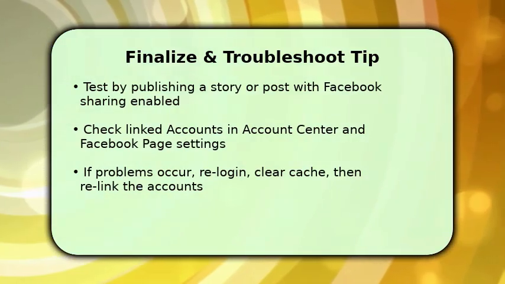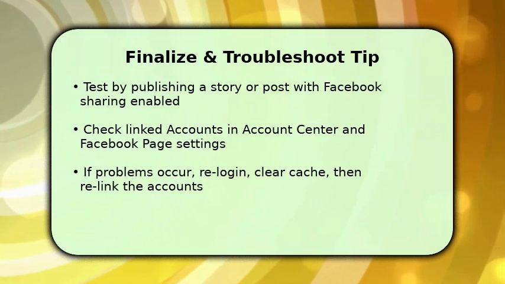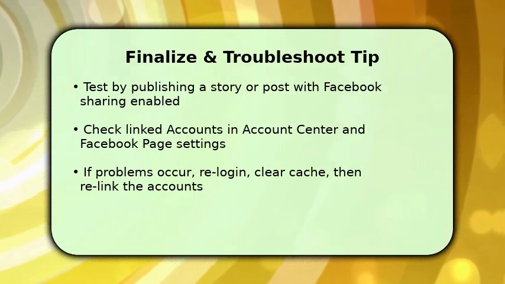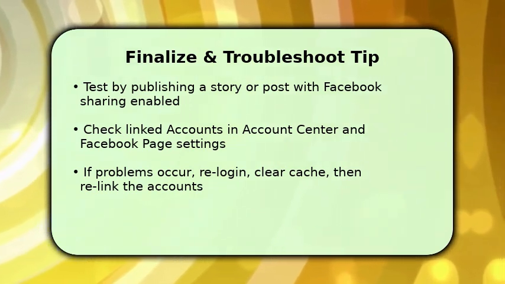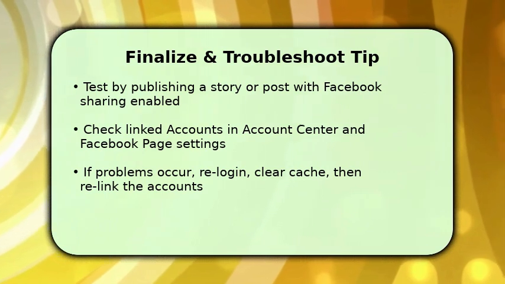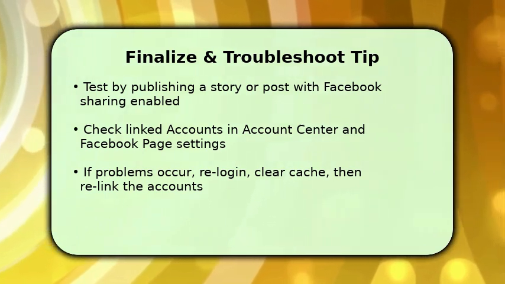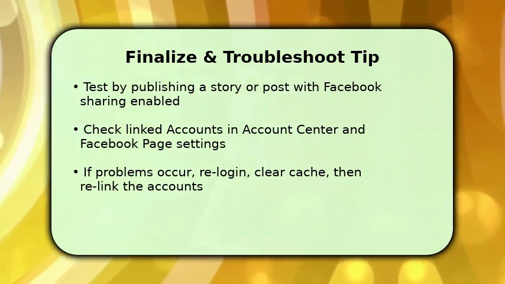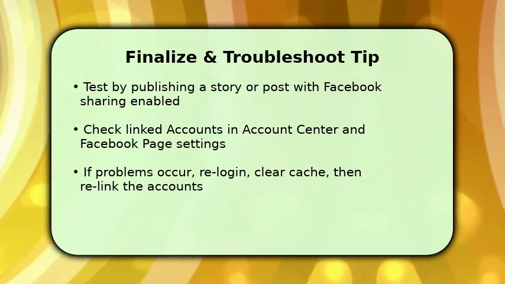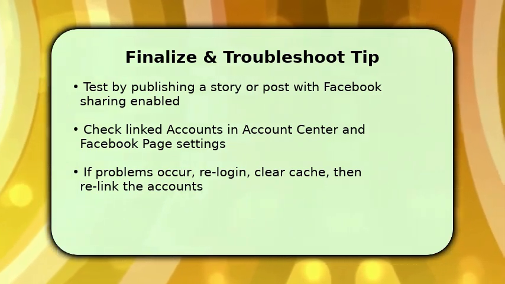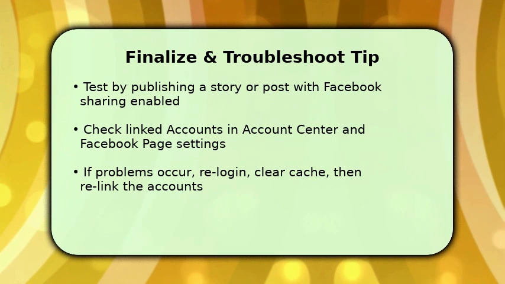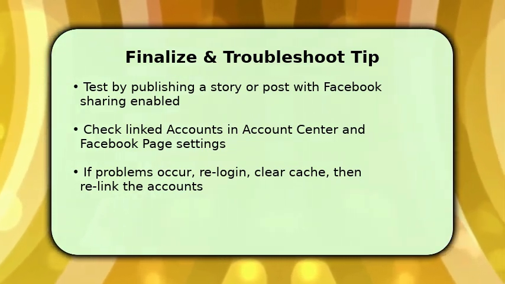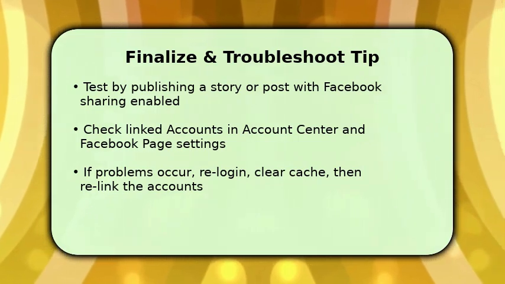Finish by testing. Post a story or feed post and enable Facebook sharing to confirm the connection. Once done, review Account Center and your Facebook page settings to ensure the correct page and permissions are active. If sharing fails, log out of both apps, clear cache or app data, then log back in and relink. This resolves most token or permission issues. Make sure to retry after each change, so you can isolate which step fixed the problem and avoid repeating unnecessary steps.